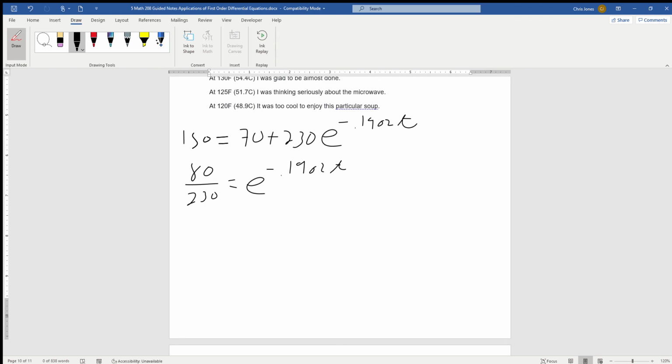Take the natural log, divide by negative 0.1902. So ln of 80 over 230 divided by negative 0.1902 is equal to t. And remember, we shouldn't get anything that's astronomically long. If I were to estimate, since it took 3 minutes to cool down to 200 degrees, we're probably looking at somewhere between 5 and 8 minutes or something like that. So let's just see what it is. I really don't know. So ln of 80 over 230 divided by negative 0.1902, and I got 5.55 minutes.